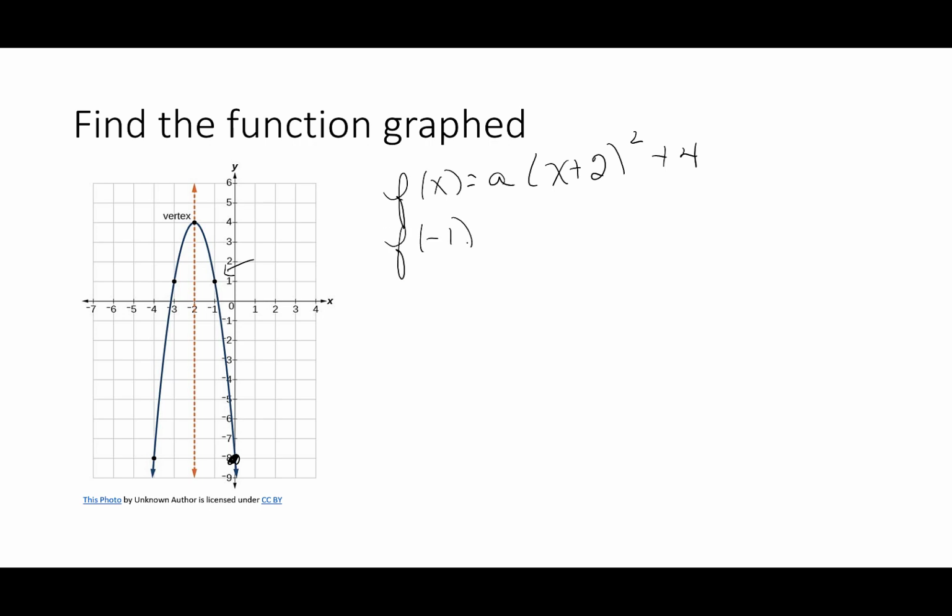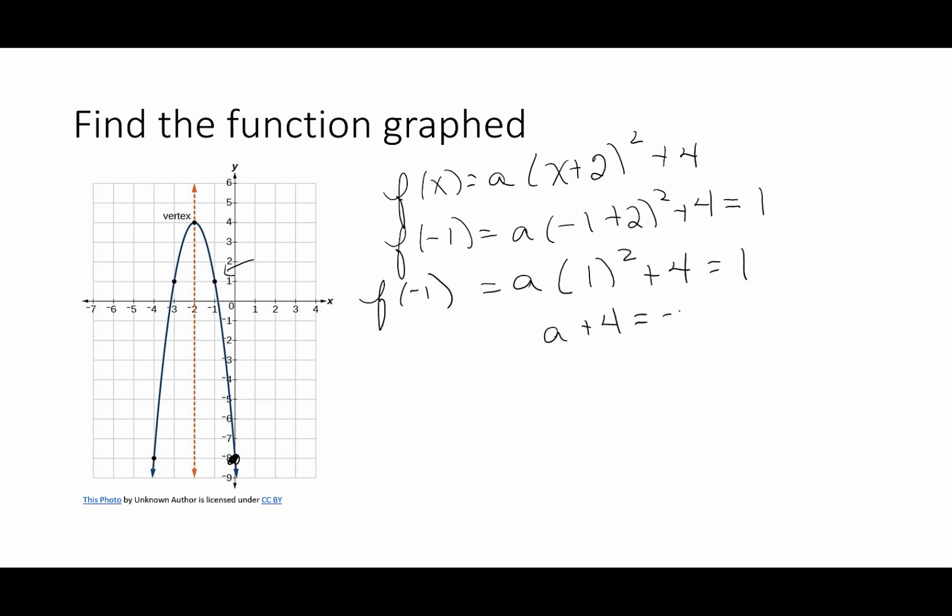So let's use one of those points this time just to show you how to do something different. If I do f of negative 1 is a times negative 1 plus 2 squared plus 4, I should get a positive 1. Input, output. Let's simplify that. That says f of negative 1 is a times negative 1 plus 2, which is 1 squared, plus 4 should be 1. Let's drop the f part and just say a plus 4 is 1, so a is negative 3. F of x is negative 3 times x plus 2 squared plus 4.